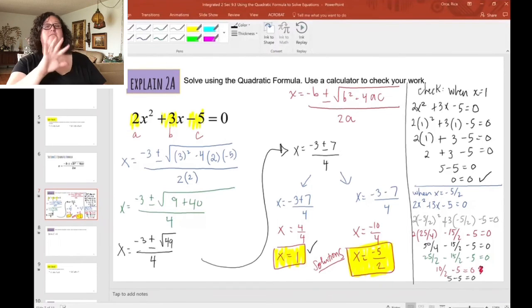5 minus 5 equals 0. And 5 minus 5 is 0. So 0 equals 0, which means that negative 5 halves is a solution.